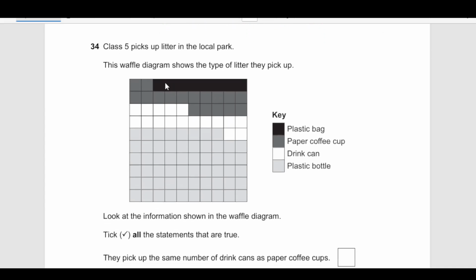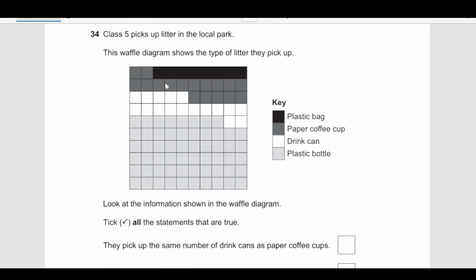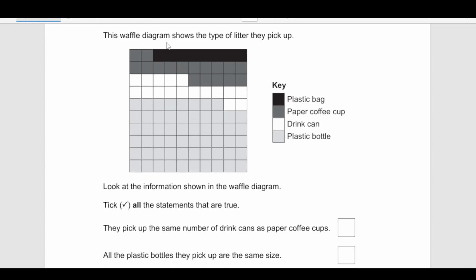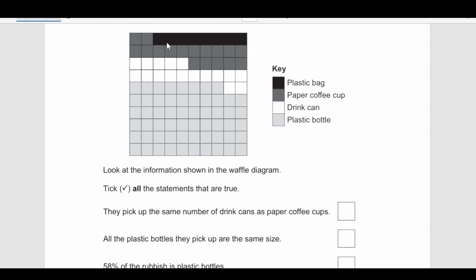Now, number 34, this is also a bit tricky, be careful. Class 5 picks up litter in the local park. The waffle diagram shows the type of litter they picked up. So, here is the plastic bag, paper, coffee, drink, plastic bottles. Now the question is, look at the information shown in the waffle diagram, tick all the statements that are true. So, we will go one by one.